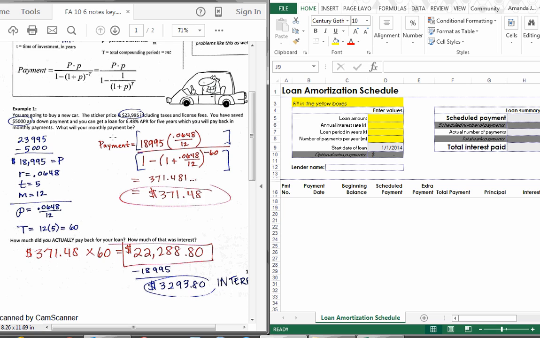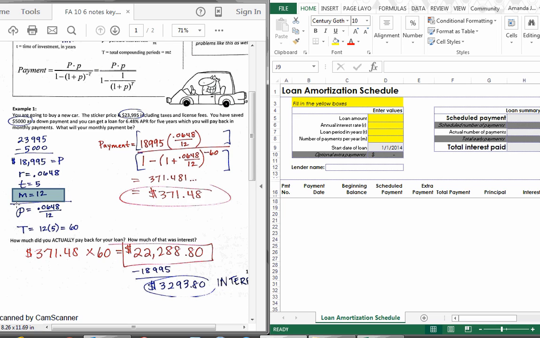So the first thing you should do is go through the problem and pick out what you think all these numbers mean. I see that we are buying a car that's worth $23,995, but we have $5,000 to pay down. So we really don't have to finance the entire thing. We really only have to finance the $18,995, which is the difference between your down payment and the cost of the car. So when we are looking for that capital P, that principal, it's $18,995. Our interest rate is 6.48%, so R equals 0.0648. 5 years gives me T equals 5, and since this is a loan we're paying back in monthly payments, we're going to use M equals 12.